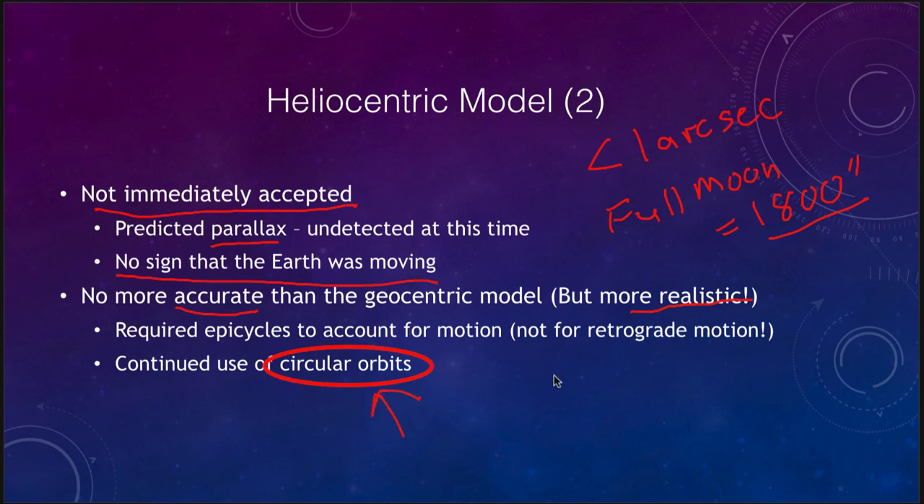We were constantly using circular orbits, and that then required the use of epicycles, not to explain retrograde motion, but to explain small deviations in the orbit from a perfect circle. So it was really no more accurate in terms of predicting the positions of the planets. It was, of course, far more accurate in terms of what reality is.